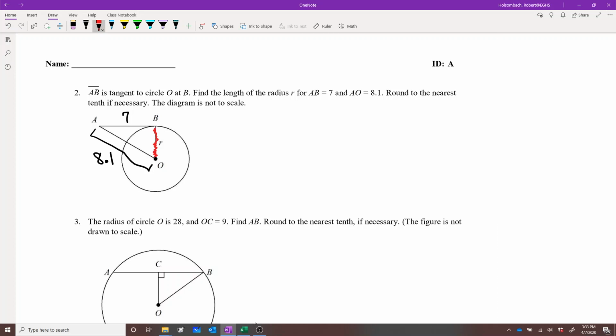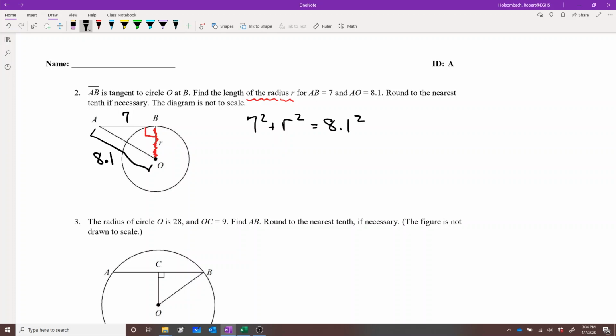Alright, we could extend this and we could do a tangent and a secant, but here's the shortcut. When the tangent to any circle intersects with the radius of a circle, it forms a 90-degree angle. So what we've got here is a right triangle. And in this right triangle, we're trying to find the length of r. So what we got here is a Pythagorean theorem problem. We can say that 7 squared plus r squared is equal to 8.1 squared.